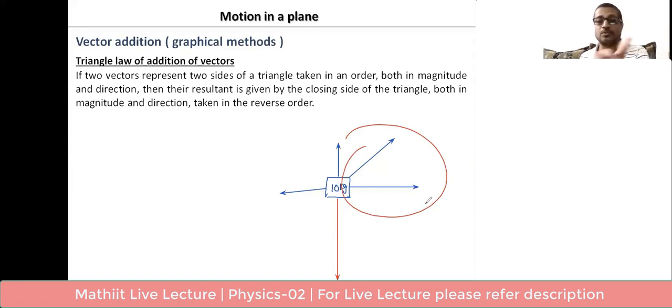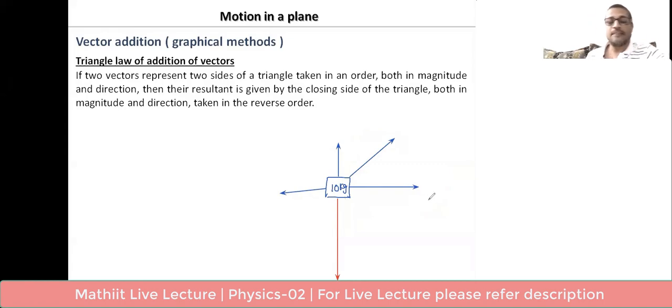When there are 1, 2, 3, 4, 5 forces acting on it, how can you choose only two out of them? Suppose someone asks, there are so many forces acting on the body, why did you choose only two forces? If you say, no, sir, we are using only two forces because we learned only triangle law of addition of vectors and we know how to add only two vectors, therefore I'm taking two forces. Would that even be a reasonable argument?